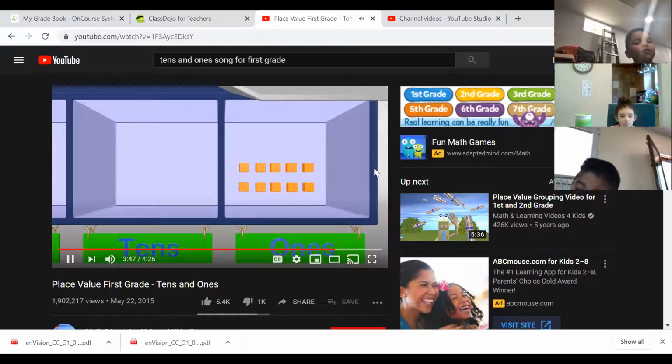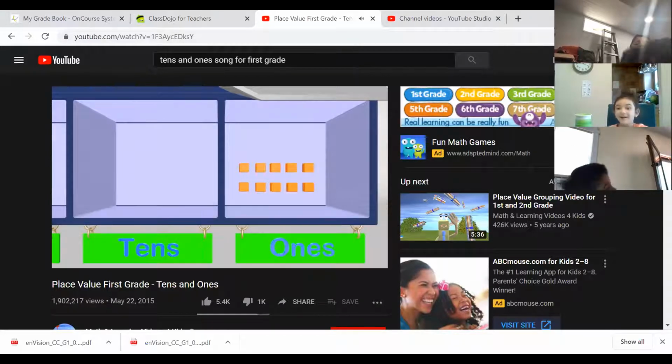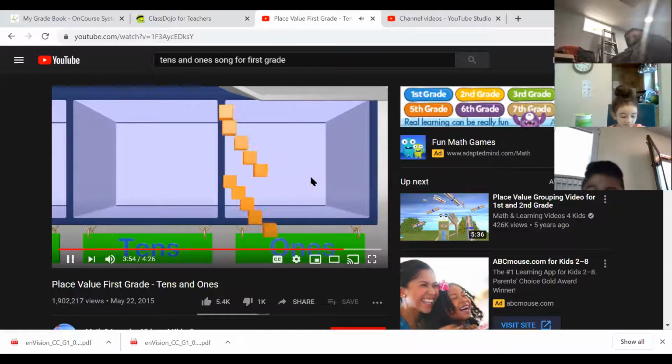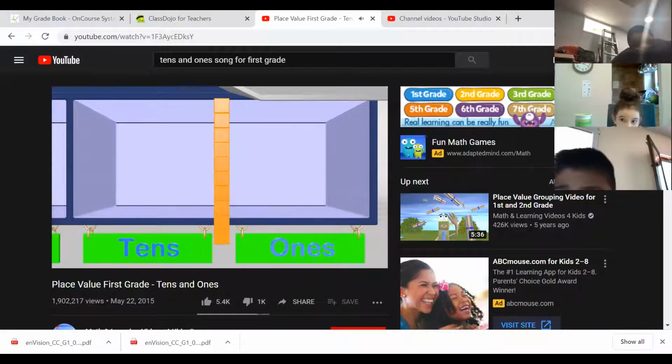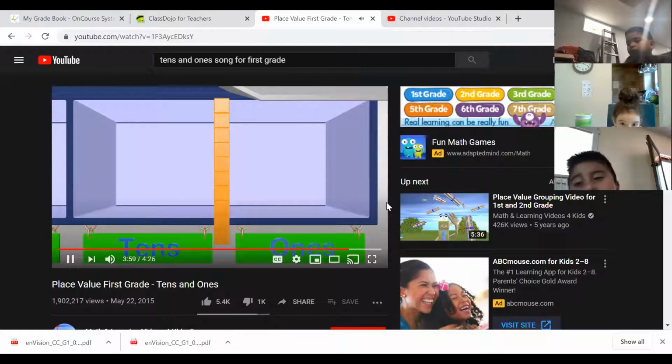Once we have 10 of the ones blocks, we have to group them into what? We group them into a 10. Great job! This is a tens block. Can you tell me which room a tens block belongs in?